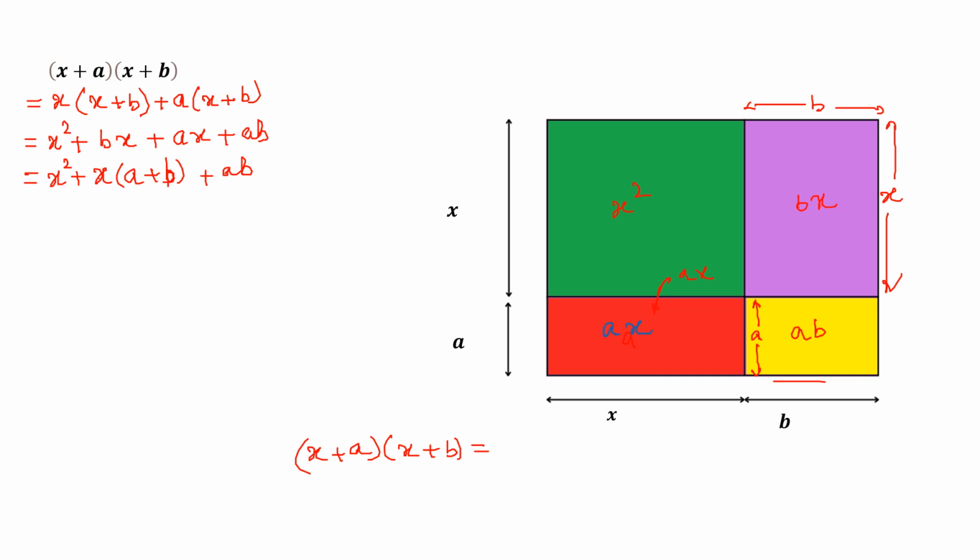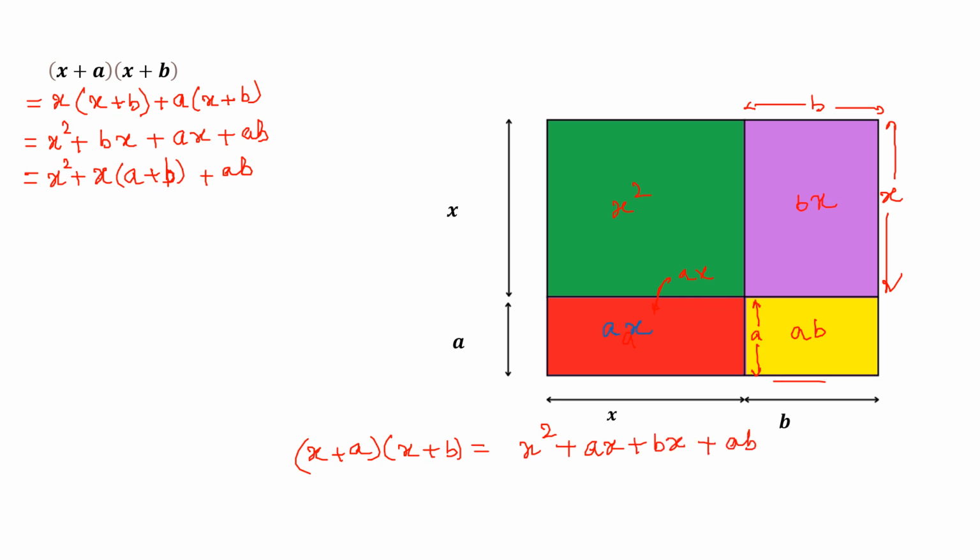Now it is clear, I think. So now I can write that the area of the complete rectangle will be the sum of the areas of the small parts. So it will be x square plus ax plus bx plus ab.